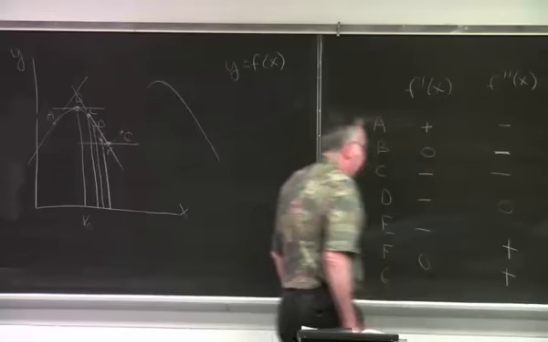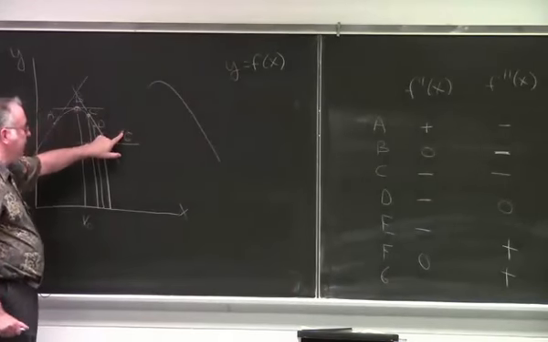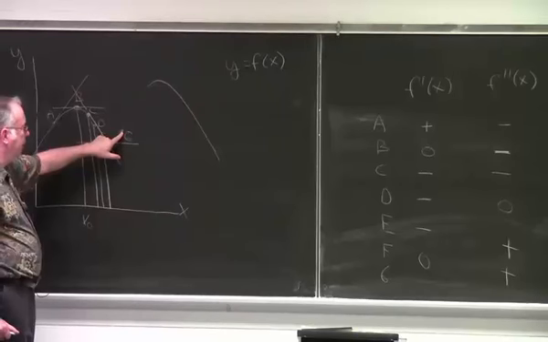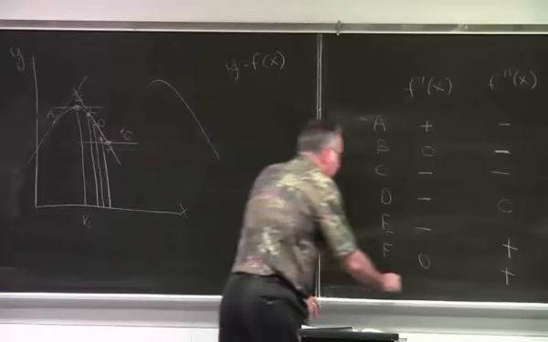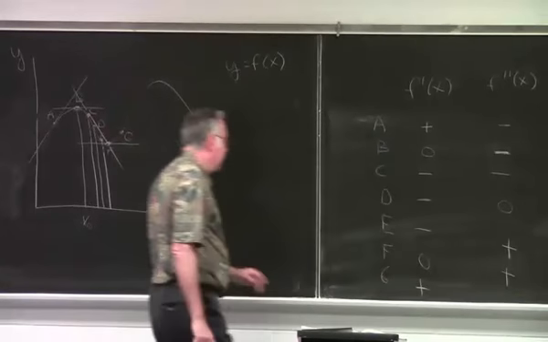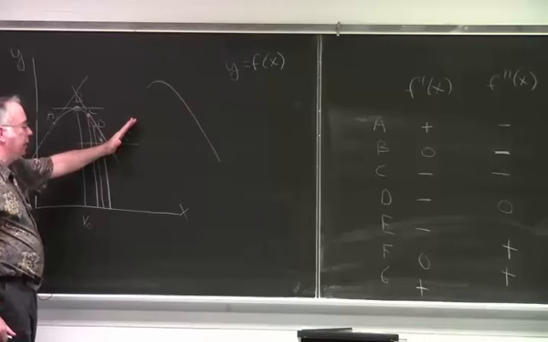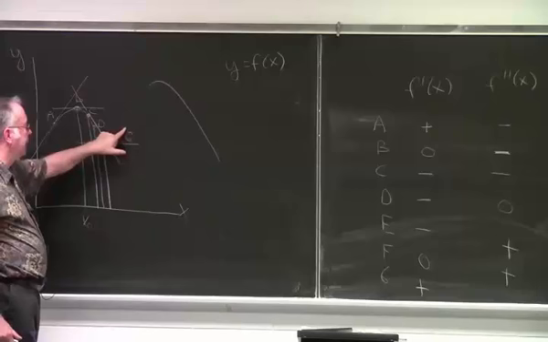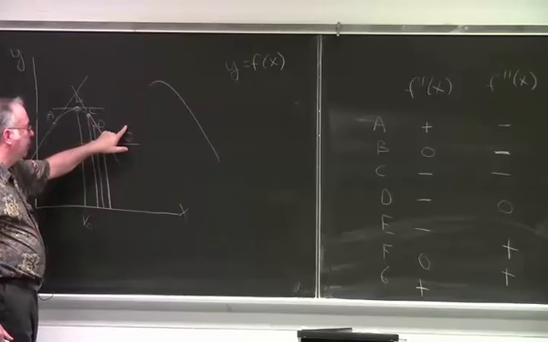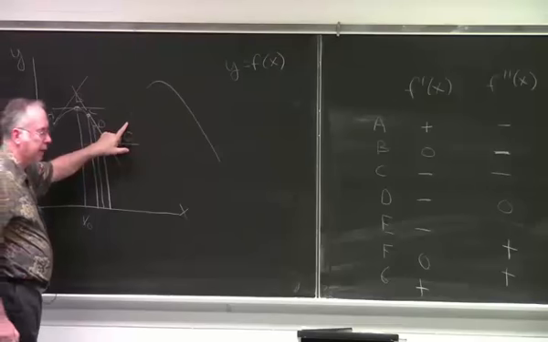And finally, at point G, what is the value of the first derivative? Positive. And the value of the second derivative perhaps is still positive there. If you increase x, the slope becomes more positive at that point. But it's not exactly clear.